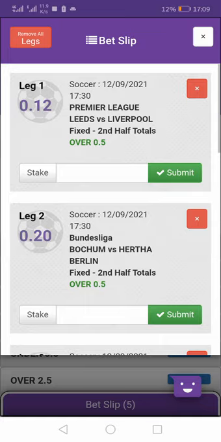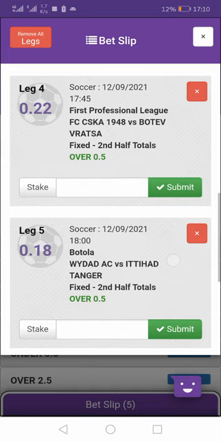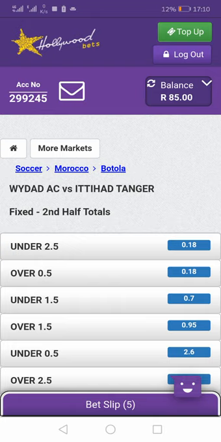Look at what you have. It's not even 1.1, guys. It's 1.37. So this is what you will have, guys. Look at these odds. What are the probabilities that this will happen? And of course, now I've just chosen randomly. But in your case, you won't be choosing randomly. We will be choosing teams.